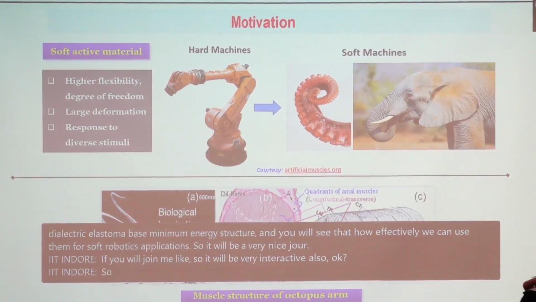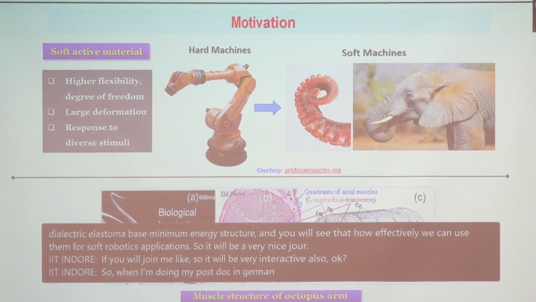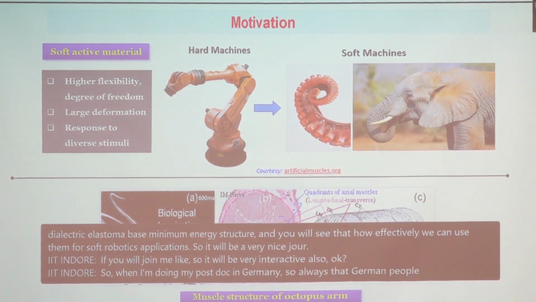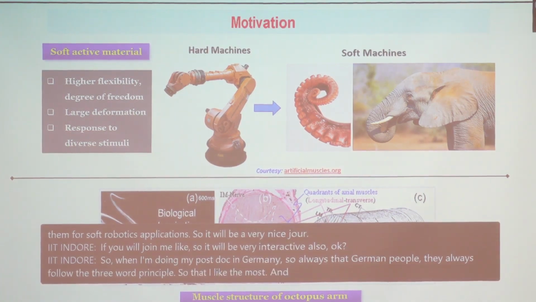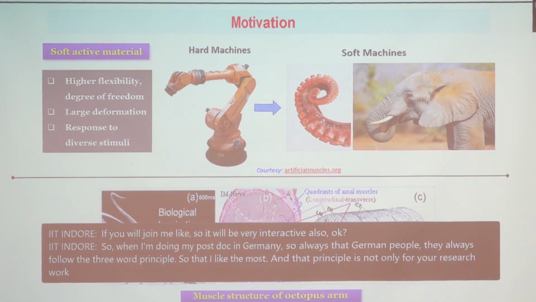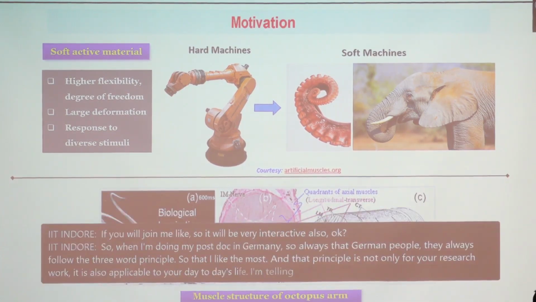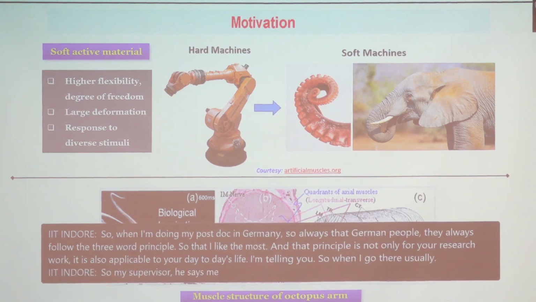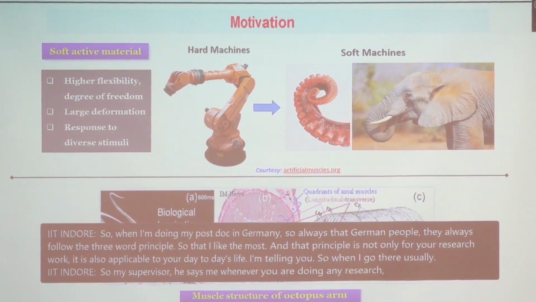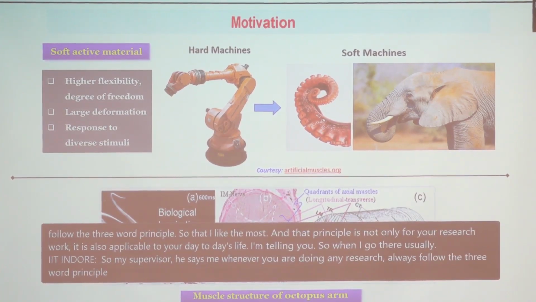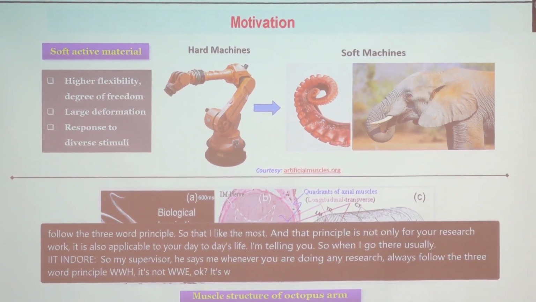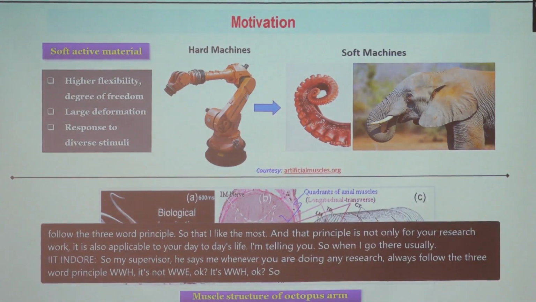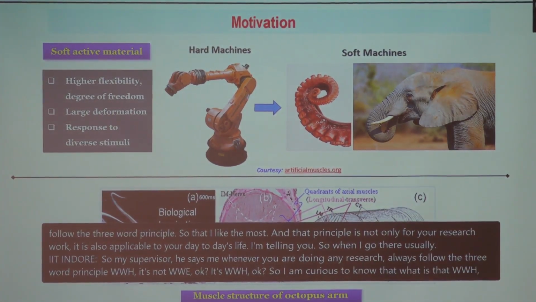When I was doing my postdoc in Germany, the German people always follow a 3-word principle. That I like the most. And that principle is not only for your research work, it is also applicable to your day-to-day life, I am telling you. When I went there, my supervisor told me, whenever you are doing any research, always follow the 3-word principle, WWH. It's not WWE, okay? It's WWH, okay? So I was curious to know what that WWH is that they have implemented in their research work.